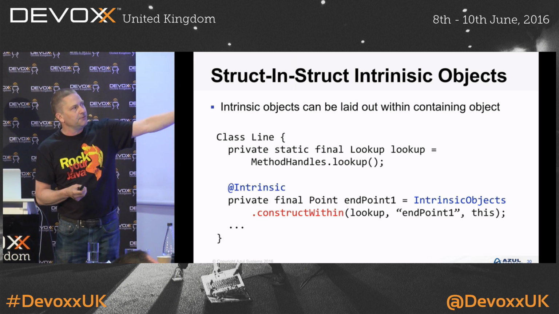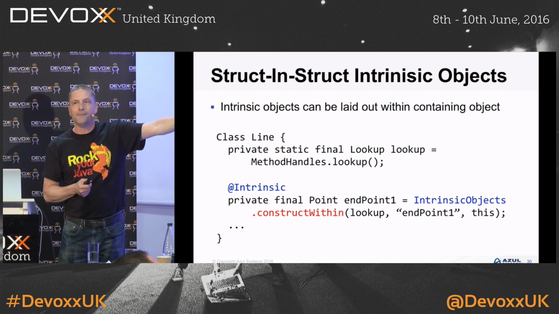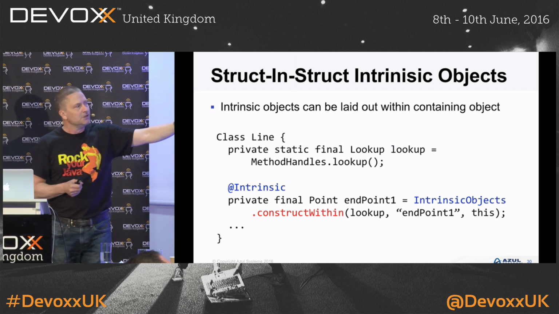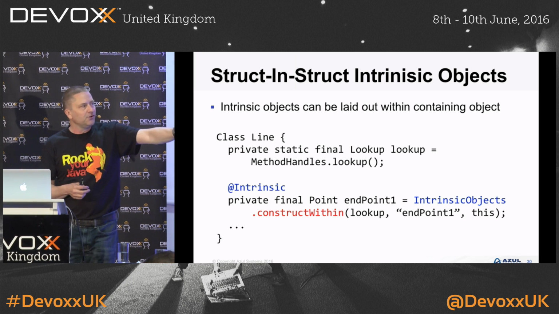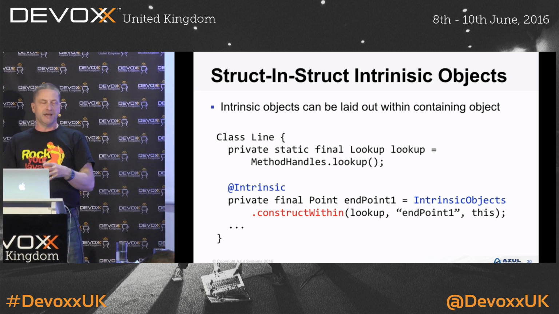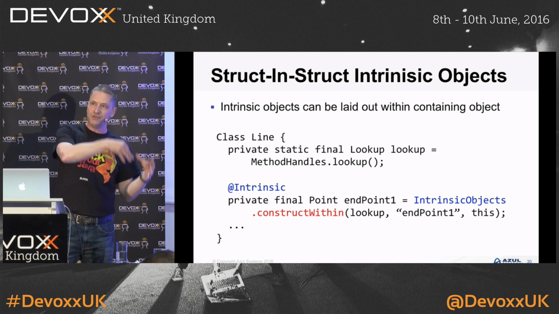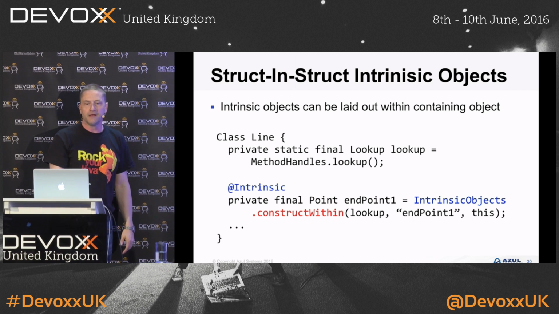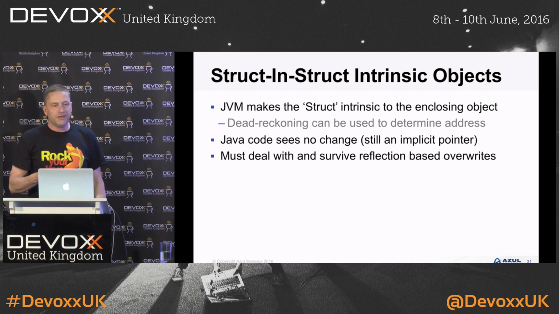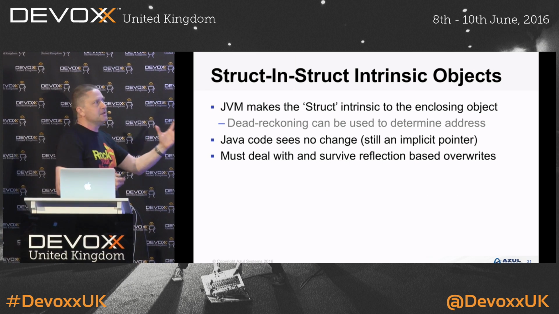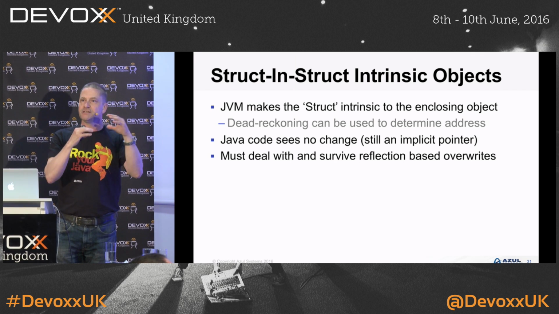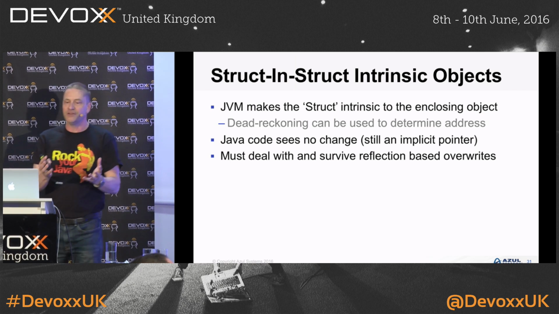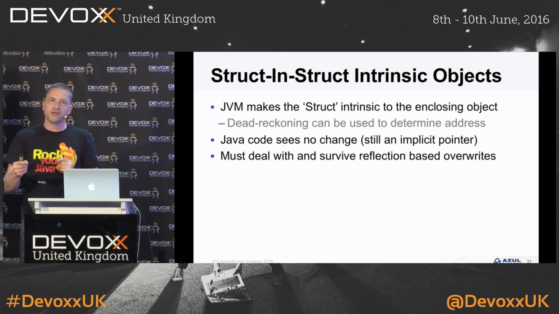method to say, in this case, use the method handle lookup, because we need a reference to the method handle. So we'll use the method handle lookup. We'll say that this is going to be called endpoint1, and we'll link it to this particular object. So what the JVM will then say is, okay, this will in effect be intrinsic to this object. So we treat the fact that we've got the line and endpoint 1 and endpoint 2 all as a single unit of data.